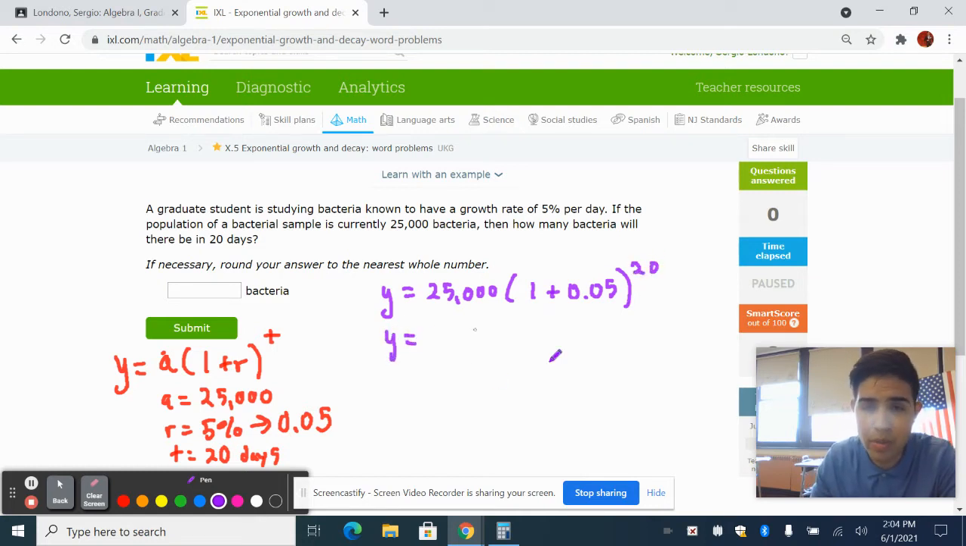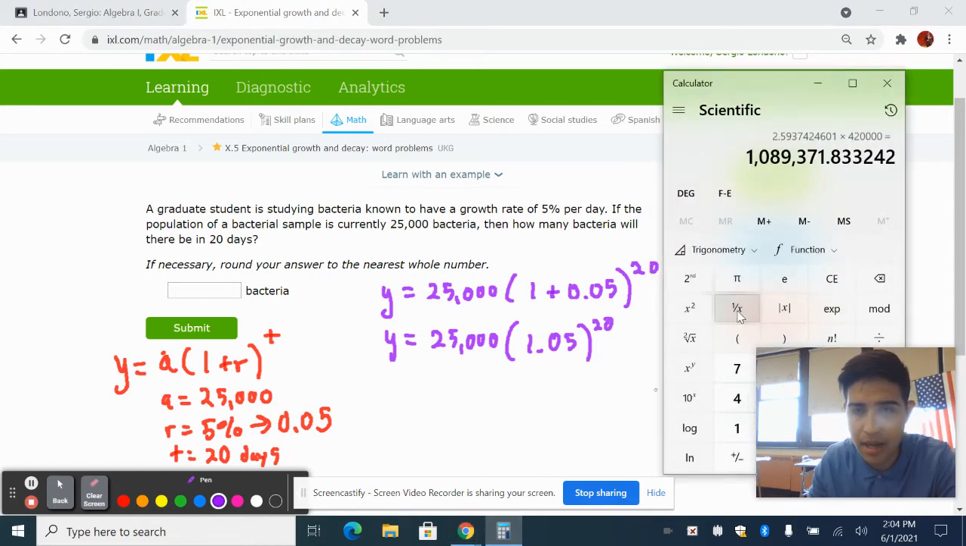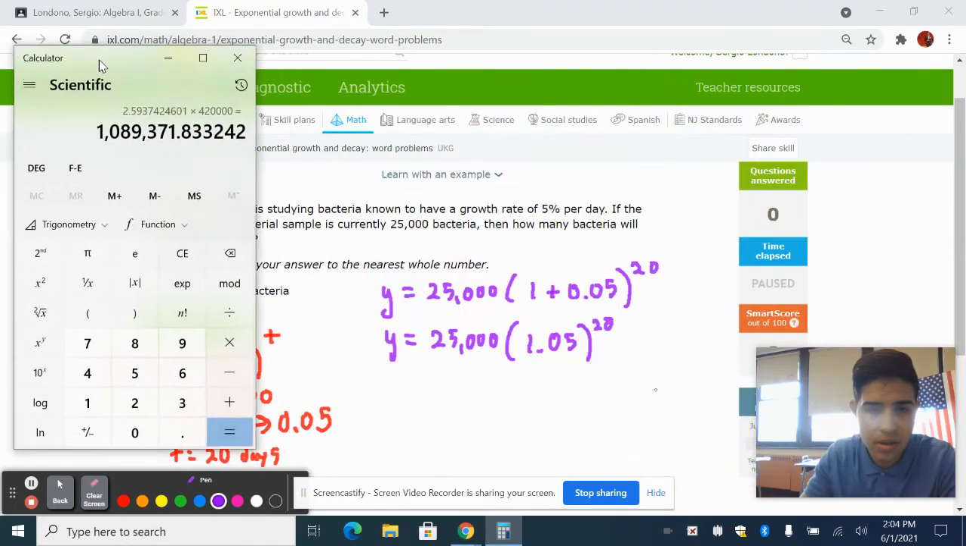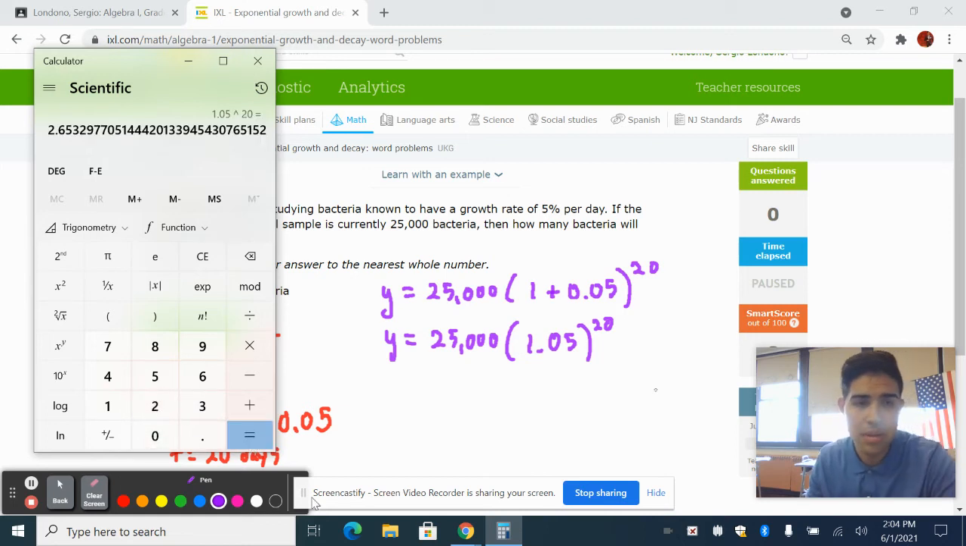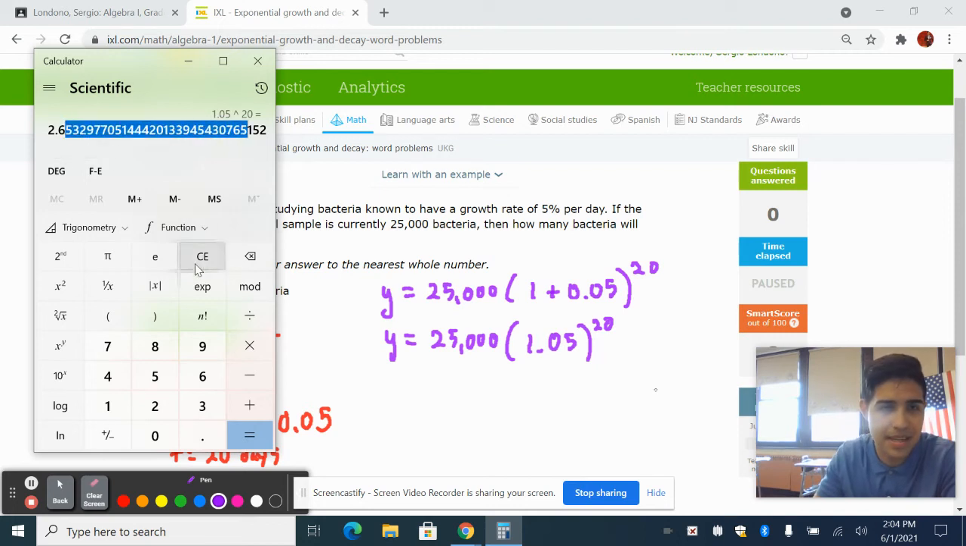The first thing we're going to do, remember PEMDAS, we want to do parentheses first. So we add this, and we get 1.05 to the 20th. Now we do exponents next, so we're going to need the help of a calculator here. We're going to have 1.05 to the 20th power. Wow, so we have this big number here, a lot of places after the decimal.